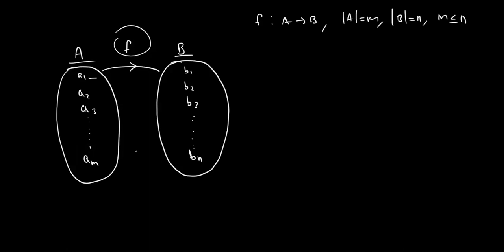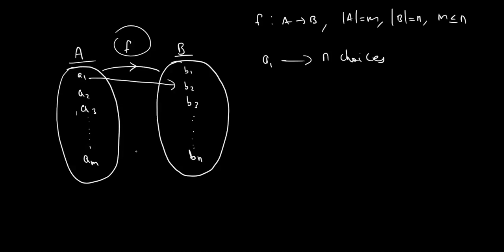So A1 can be mapped to B2. If A1 is mapped to B2, then no other element in the set A can be mapped to B2. That is the condition for 1-1. So when we are counting the number of 1-1 functions, let's consider the case of A1. How many possible choices are there? How many elements can A1 be mapped to in the set B? There are n possible choices for A1.